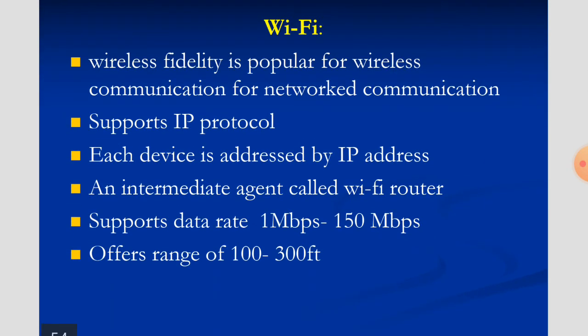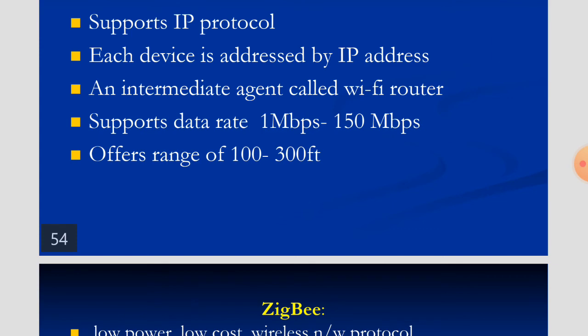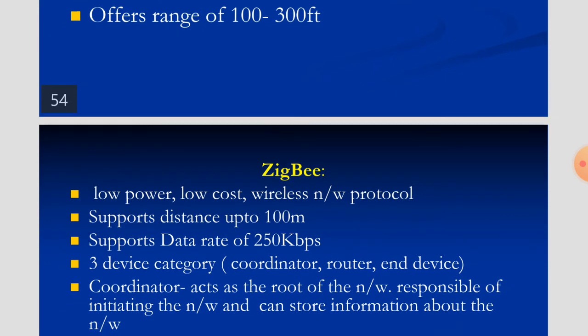Next, another wireless technology is Wi-Fi. It is wireless fidelity, popular for wireless communication. Compared to Bluetooth, it is a more developed technology. It supports the IP protocol. You can access the internet using Wi-Fi connections and an IP address. That's why it is known for the IP protocol, and there is an intermediate device called a Wi-Fi router. You connect the Wi-Fi connection using Wi-Fi routers. It supports different data rates from 1 Mbps to 150 Mbps, and offers a range of 100 to 300 feet.